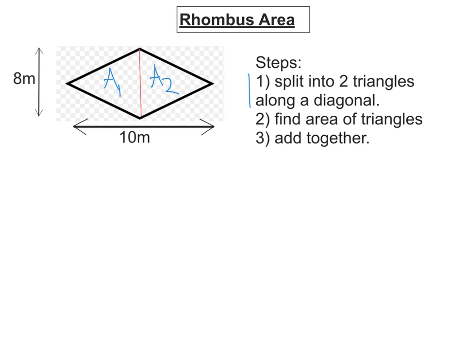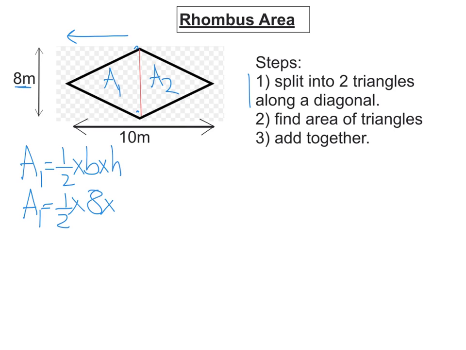If I work out the area of those two triangles, I can add them together to work out the overall area. So A1, area of a triangle, is half times base times height. So put the numbers in. So a half times, now the base is from here to here. Well, we're given that that's 8 meters, so that's 8. Times by the height. Well, the height of the triangle A1 is just from here to here, which is half of 10. So it's going to be times by 5. Put that into my calculator and I will get that it's 20 meters squared.